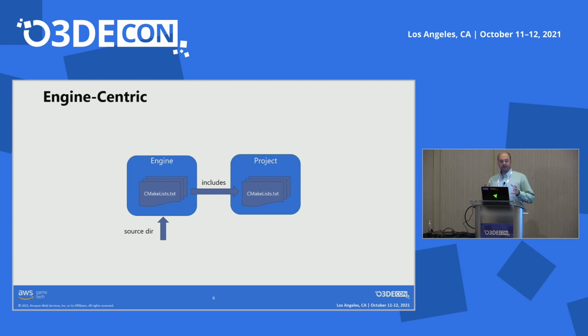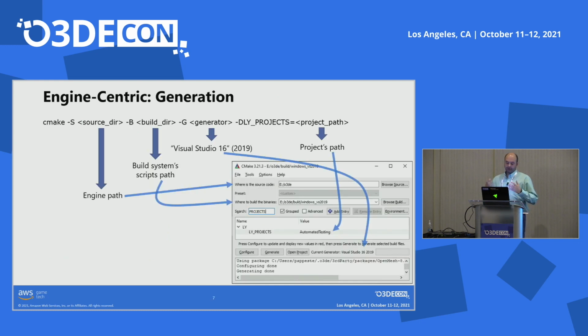So basically, for CMake, what you need is for the engine to find the project and include it, and then that will bring all the project targets into your CMake environment for you to build, or for you to generate the solution that you are then going to build. So how do we do this?